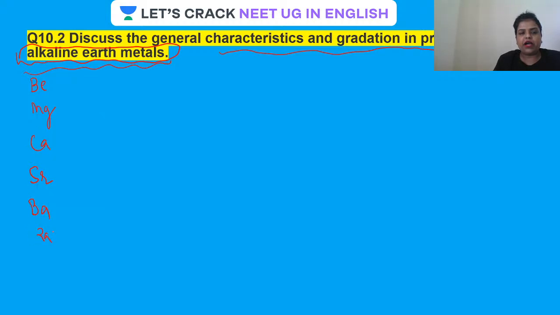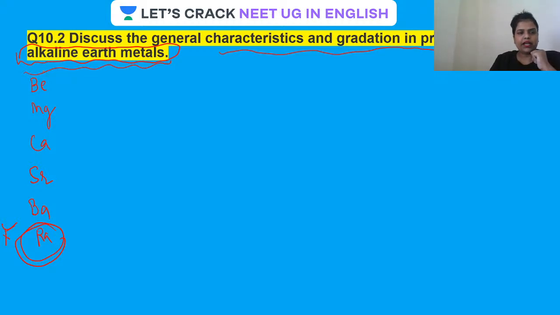Actually, radium is radioactive, guys. So we don't consider it when we talk about alkaline earth metals. We study it separately because it has a half life and it is highly radioactive. For radioactive elements, we don't look at their chemical properties, isn't it? We study them separately under nuclear chemistry.